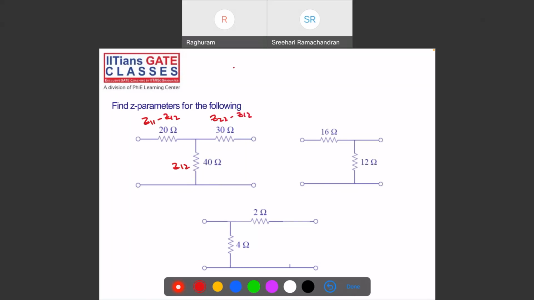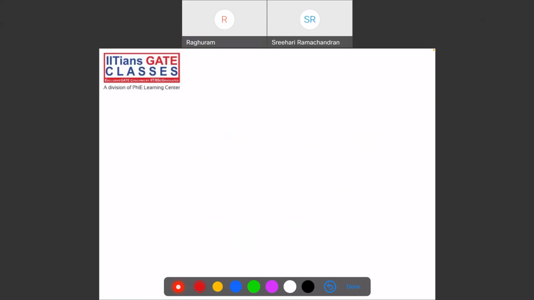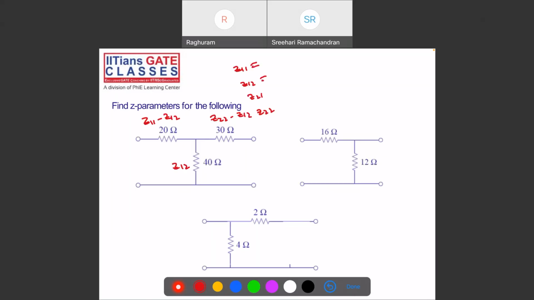So from this, I want Z11, Z12, Z21, Z22. So directly, what is Z12? 40 ohms, 40 ohms. Z11 is nothing but 20 plus 40, which is 60. And this is 30 plus 40, which is 70.